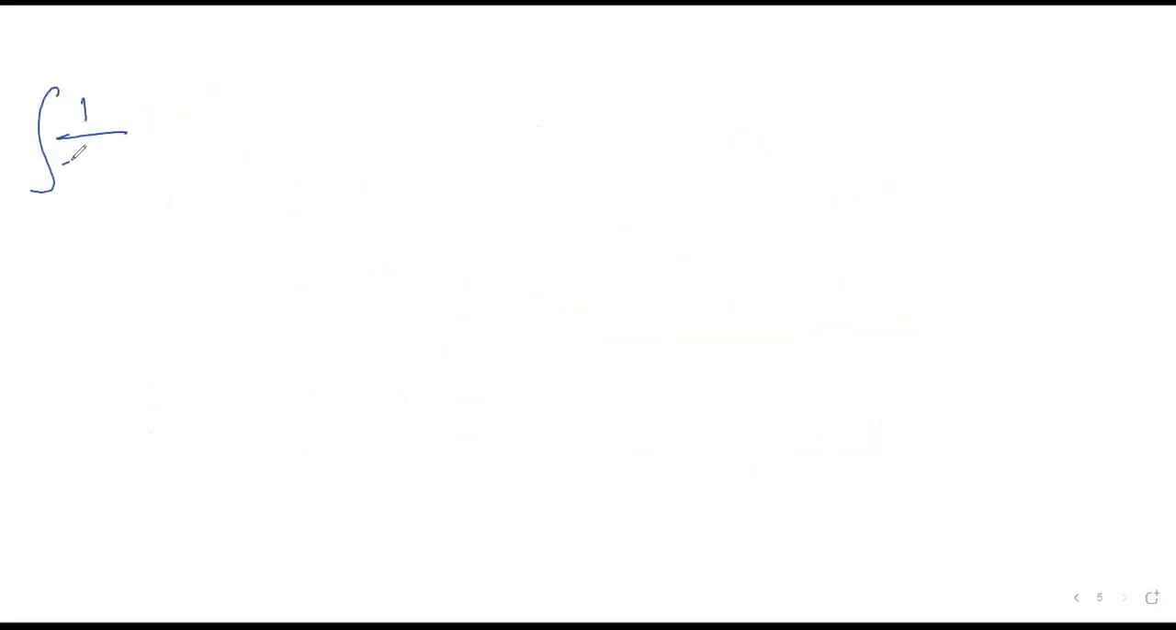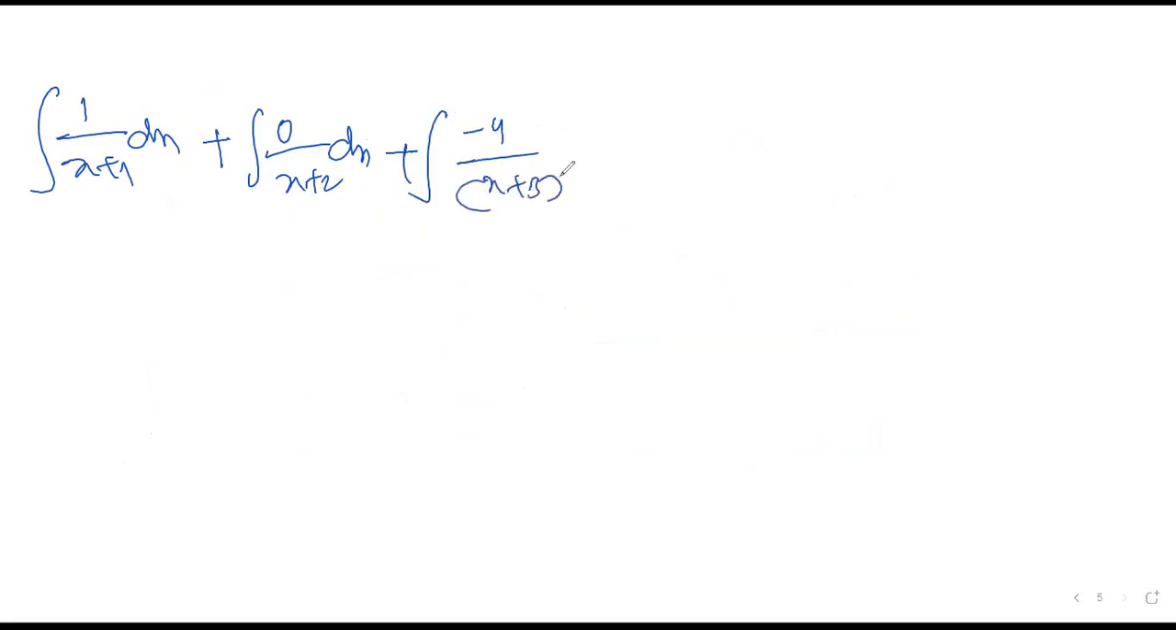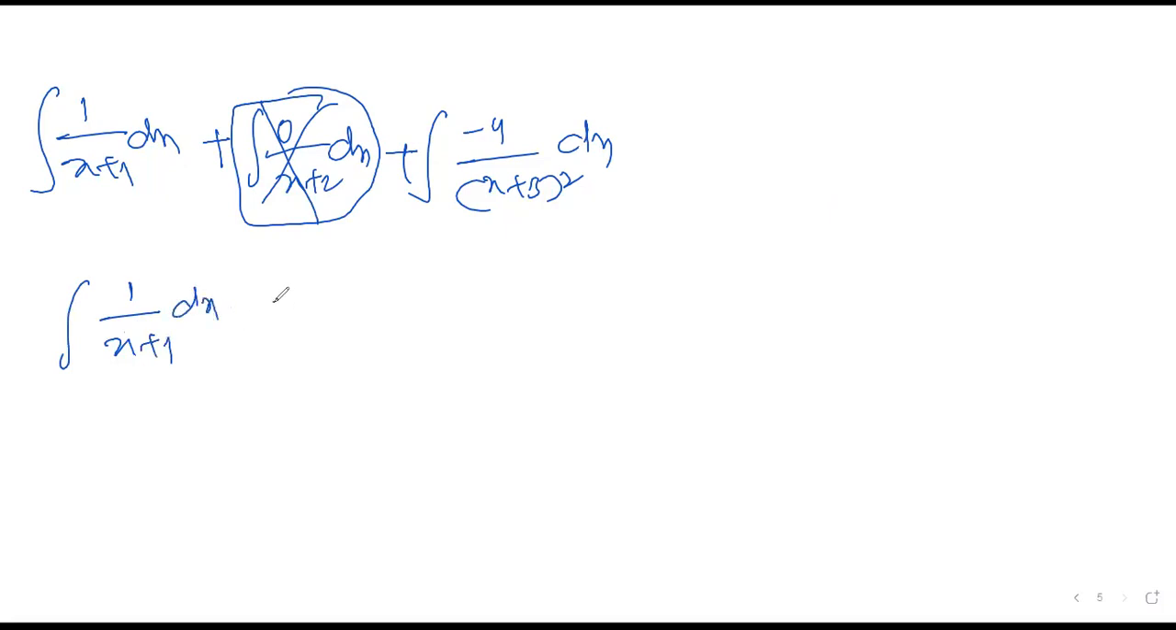So directly apply method 1: 1 by x plus 1 into dx. I separate the integral: 0 into dx, and -4 into 1 by x plus 2 whole square into dx. It will be very simple here because this is 0 into something else. This is not a requirement. Now we'll take only this one: integration 1 by x plus 1 into dx, and -4 into 1 by x plus 2 whole square. Clear? Yes, sir.